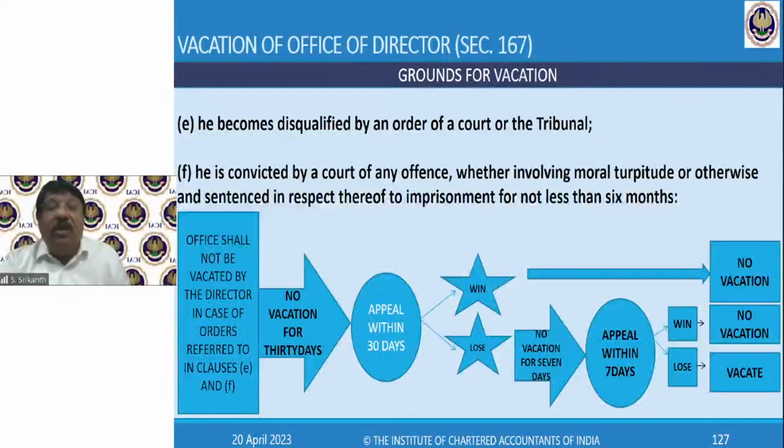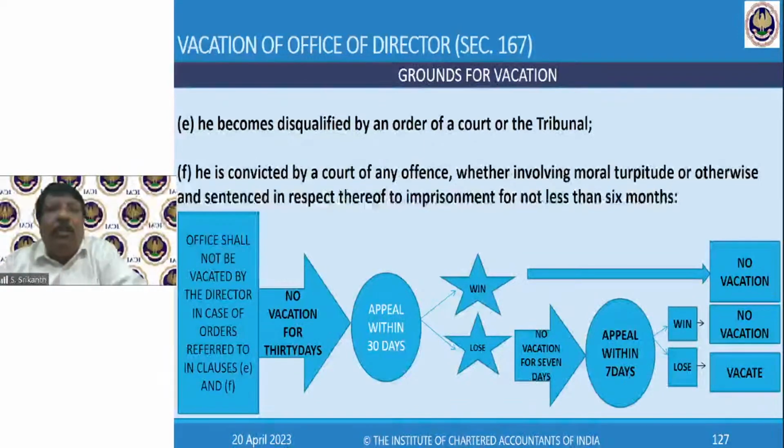If he loses the appeal, then again he is given 7 days for making a second appeal. 7 days only. Within 7 days, he makes the second appeal. Then, during pendency of appeal, no vacation. Finally, the order is passed. He wins, no vacation. If he loses the second appeal also, then only he will vacate.